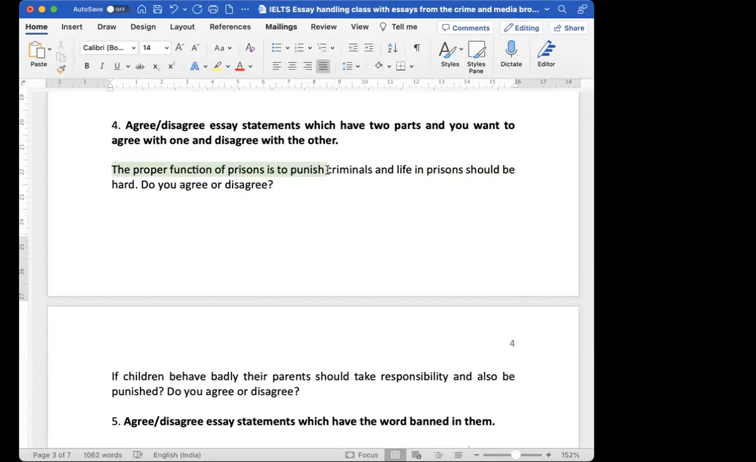I don't want to agree with that. One function is to punish, but the proper function of prison is to reform those criminals so that tomorrow they can be better citizens. That is the proper function. Punish and reform. Only punishing is not the proper function. You get my point? So I don't want to agree with the first half. I want to agree properly, completely with the second half. So I will break it up into two and I will agree with the second half and not agree with the first half. Got it?